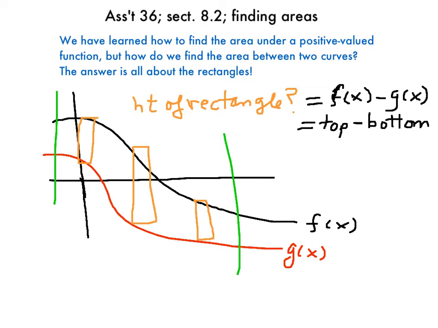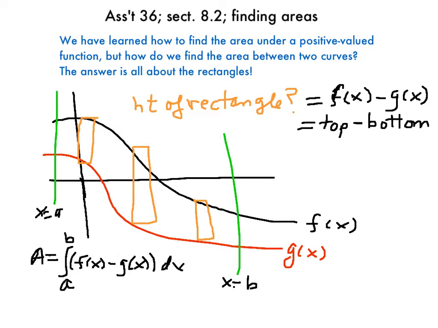And so if we say that this is x equals A, and we say that this is x equals B, then the area that we're looking for is just the integral from A to B of top minus bottom. And this is a particularly easy example because f is always above g.